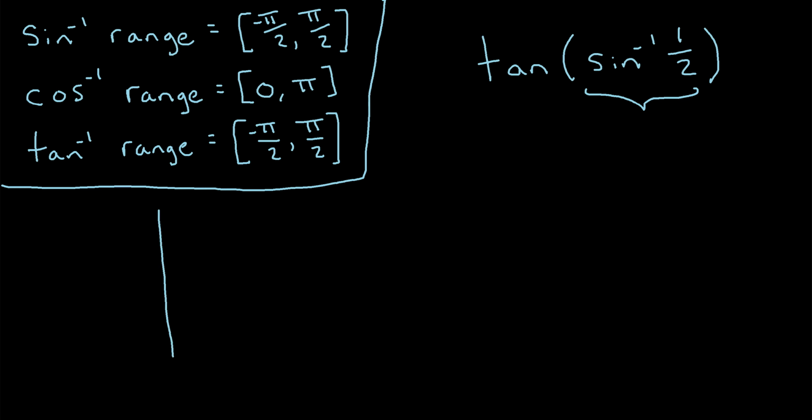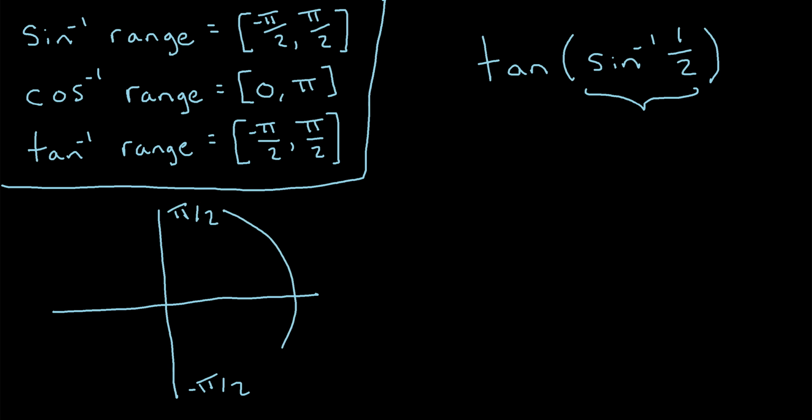Well, if we draw our unit circle, remember our rule of thumb up here. The inverse sine has a restricted range of negative pi over 2 to pi over 2. So when we're talking about the inverse sine, we're only allowed to consider this region. So what angle in this region has a sine value of 1/2?